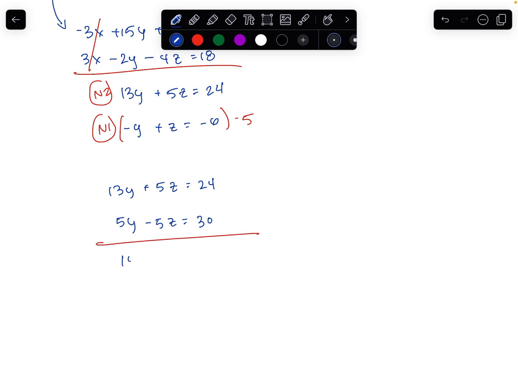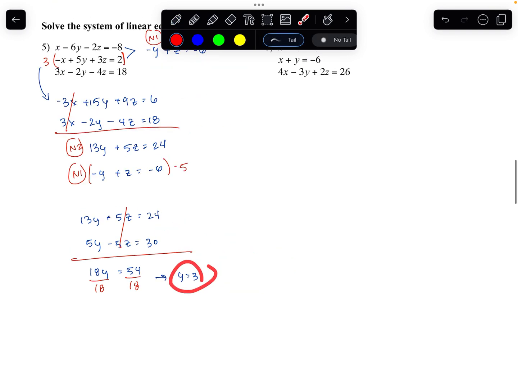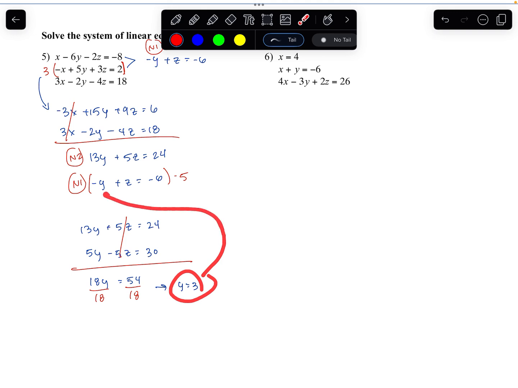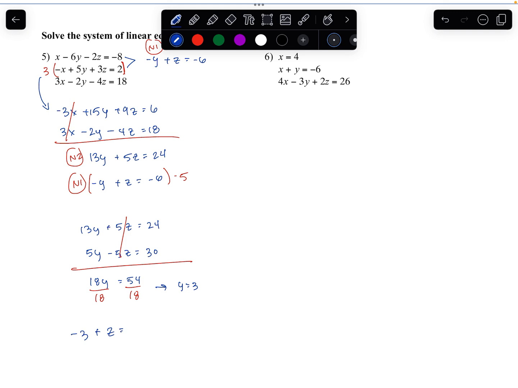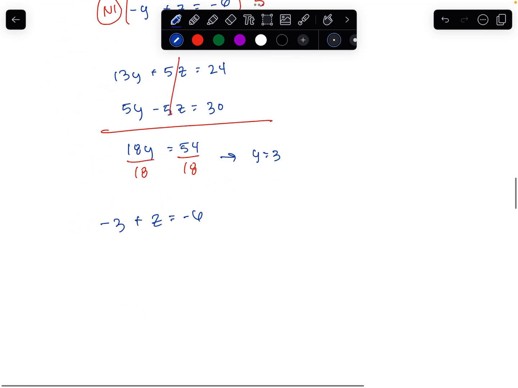That's going to give me 18y. Those are going to cancel. And that's going to be equal to 54. Divide by 18 on both sides. And I get y is equal to 3. So y is equal to 3. I'm going to plug this back into probably this spot right here. So negative 3 plus z is equal to negative 6. And I'm going to add 3 and add 3. Z is going to be equal to negative 3.